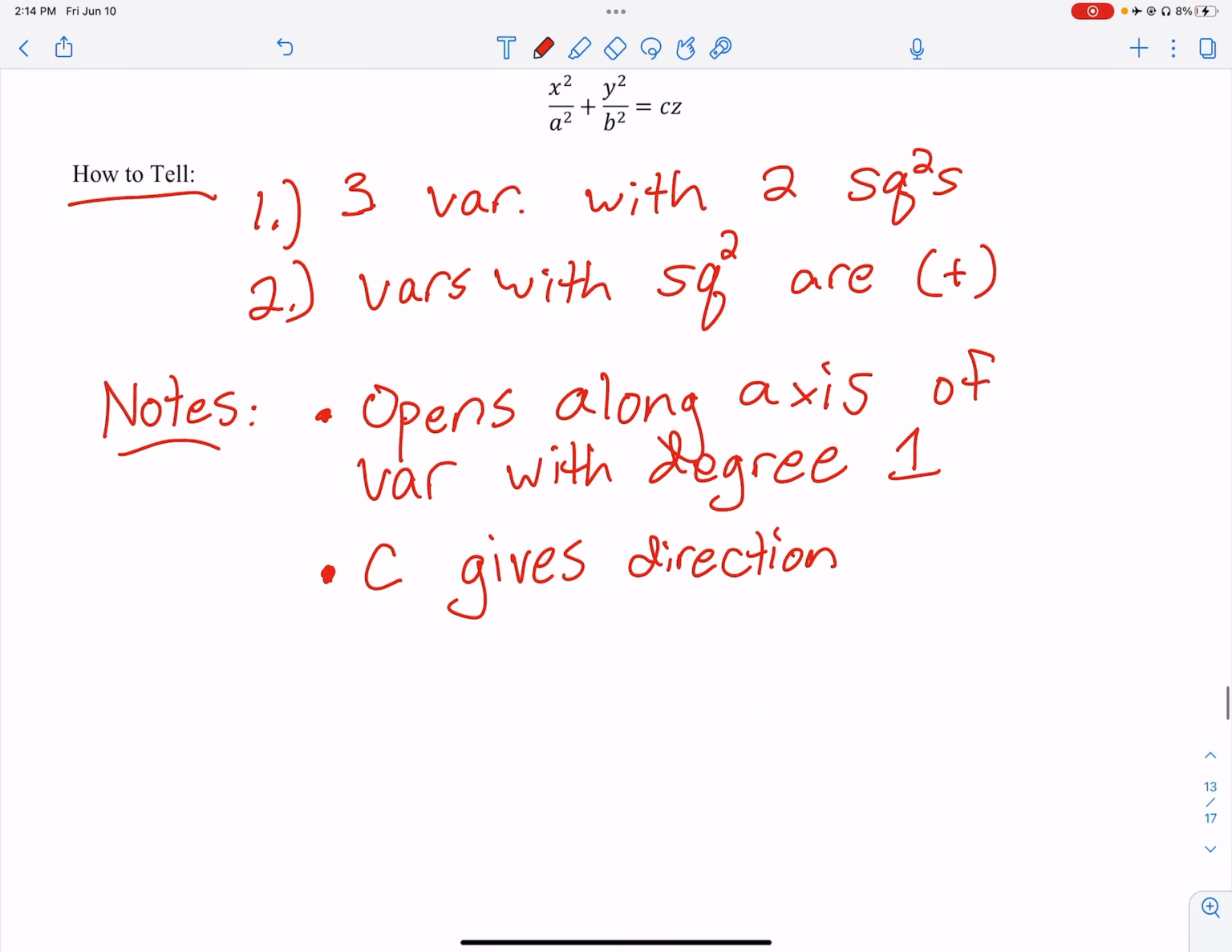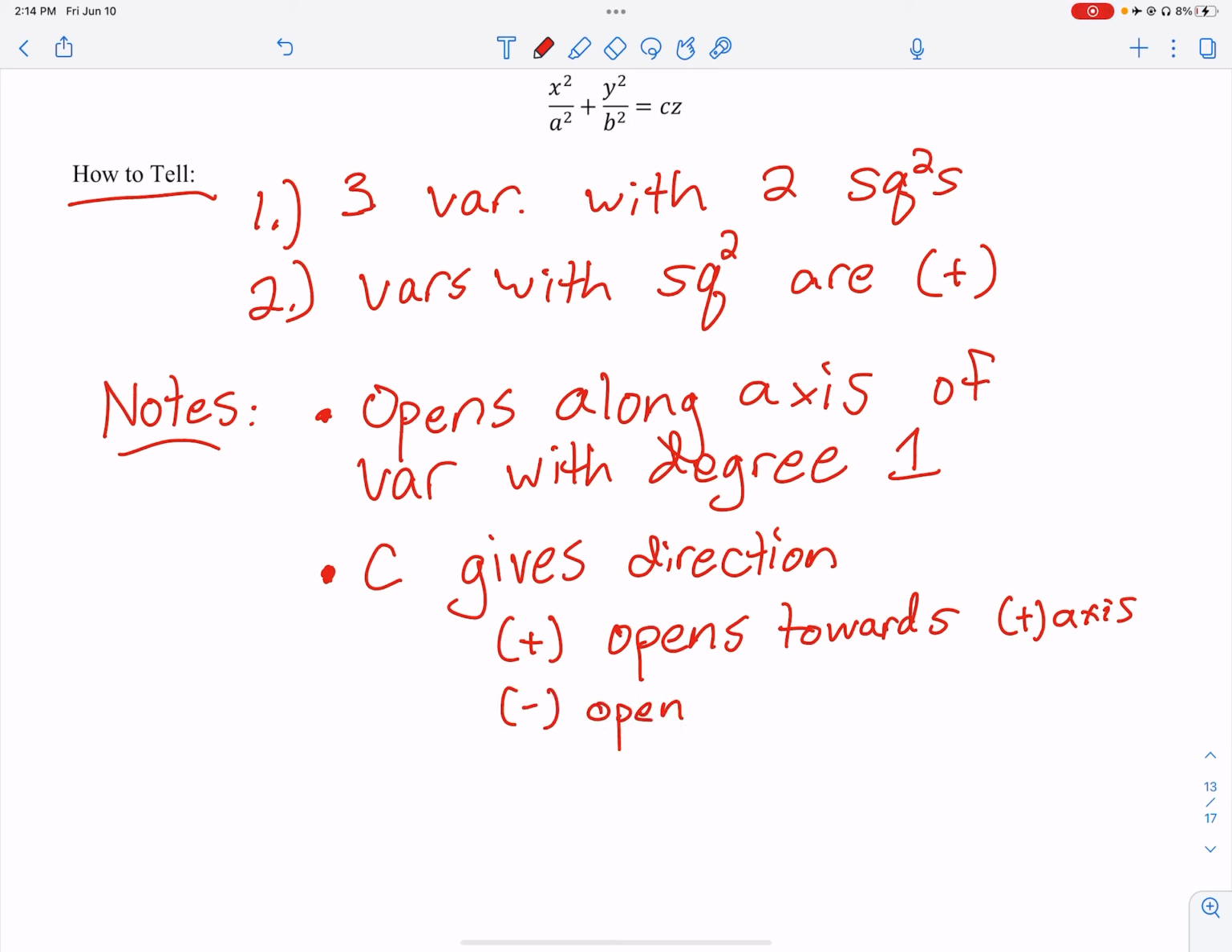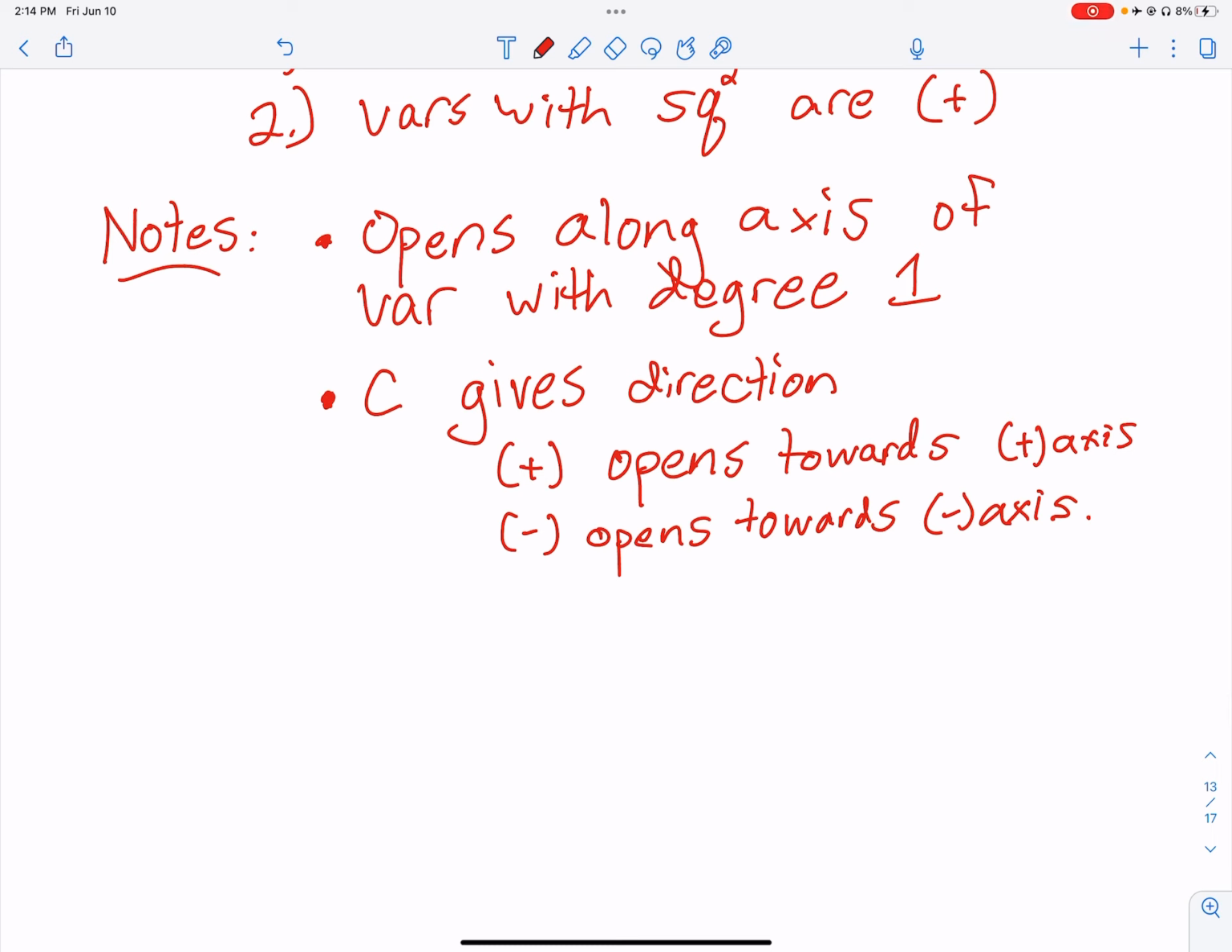This is weird because we're in 3 dimensions, so we can't really talk about up, down, left, right, stuff like that. So if it's positive, it opens towards, this is going to feel silly, the positive axis. Negative opens towards the negative axis. Towards the positive numbers, towards the negative numbers.